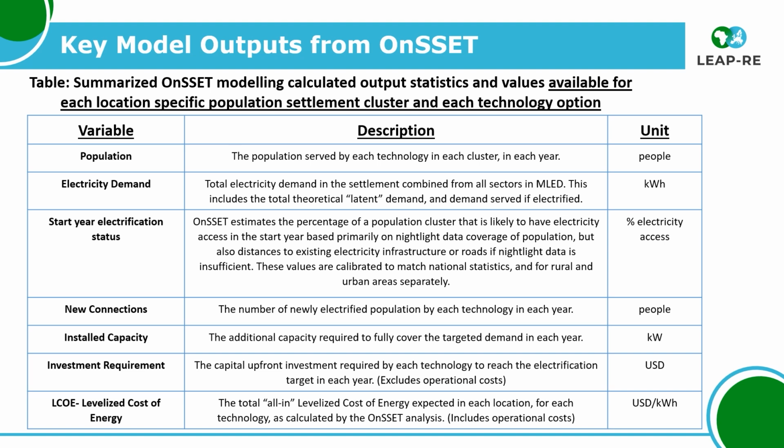It explains for each and every population cluster model how much population is expected to be there in each year, the electricity demand from the different sectors, the electrification status, how many new connections might be required, the installed capacity of those connections, investment requirements, as well as the levelized cost of energy expected in each of these locations for each and every option investigated.